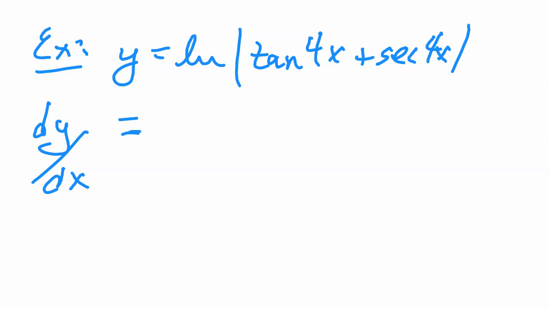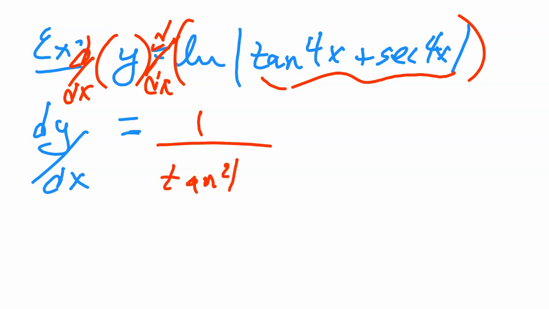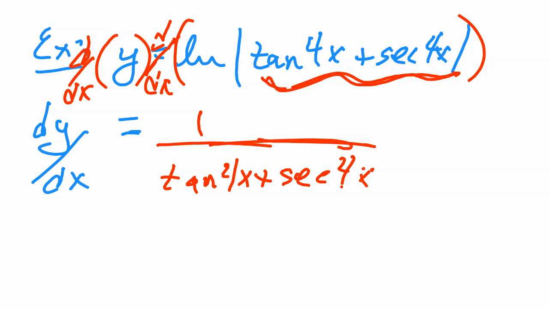So we're taking the derivative of both sides with respect to x. So the left side is just dy dx. But on the right side, the derivative here is 1 over this. So it's going to be 1 over tangent 4x plus secant 4x, but then times the derivative of what's inside, right, by the chain rule. So times the derivative of this.